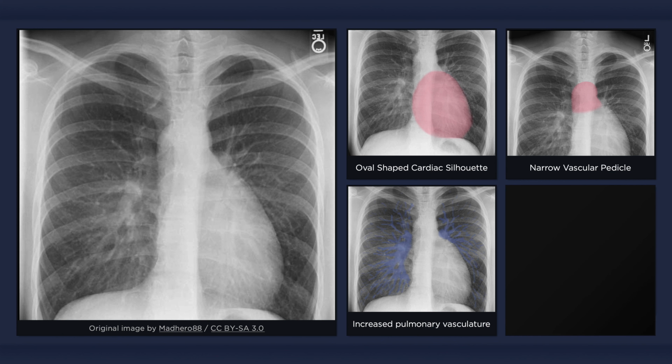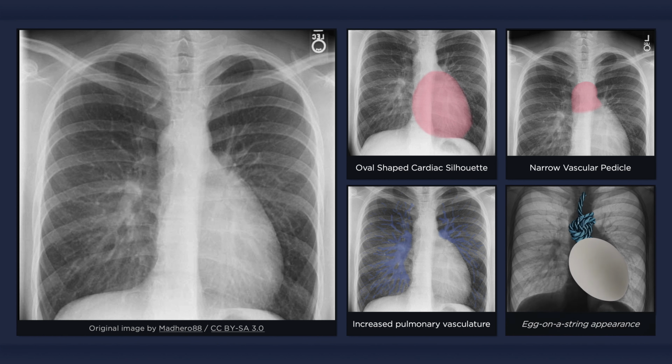Overcirculation of pulmonary blood flow results in a third finding, represented on plain radiography as an increase in vascular lung markings. The combination of an oval cardiac silhouette and a narrow vascular pedicle has been visually described as an egg on a string. Now, while the combination of these findings results in a classic appearance, it is important to keep in mind that in many cases the X-ray is completely normal.